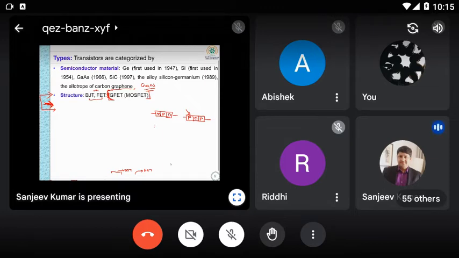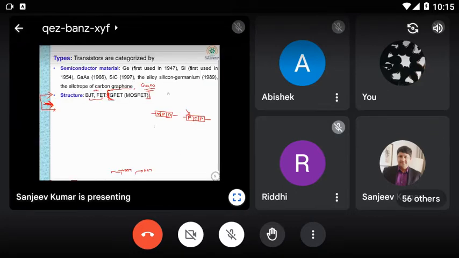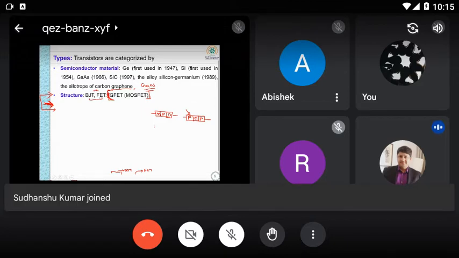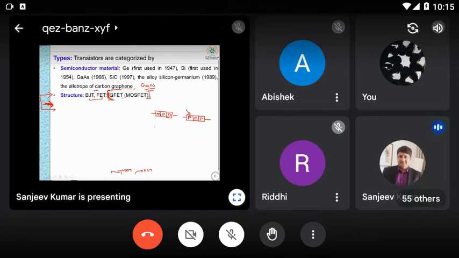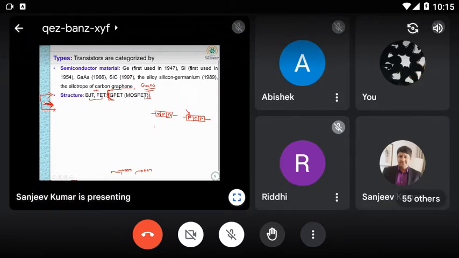Now if you go for structure based, already BJT and FET. BJT is bipolar junction transistor, and FET is a field effect transistor. Under field effect transistor, there are different types like junction field effect transistor and metal oxide semiconductor field effect transistors. MOSFET type of devices you heard about, so that comes under FET, field effect transistors. These are from the structure point of view.